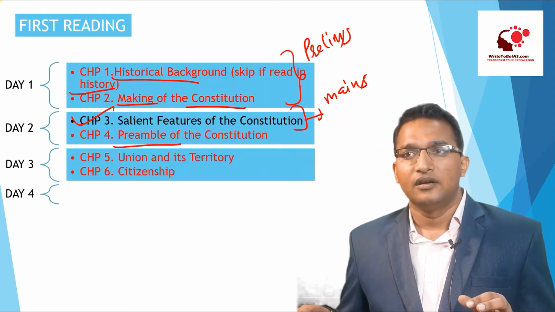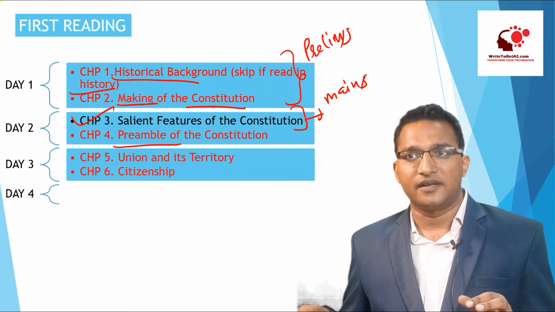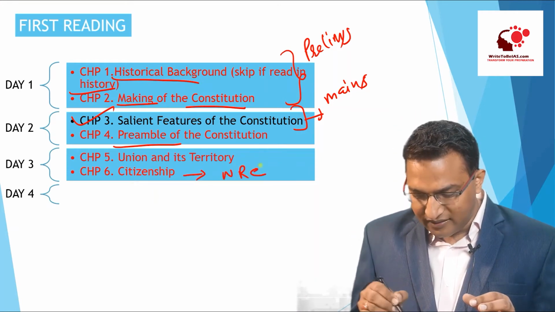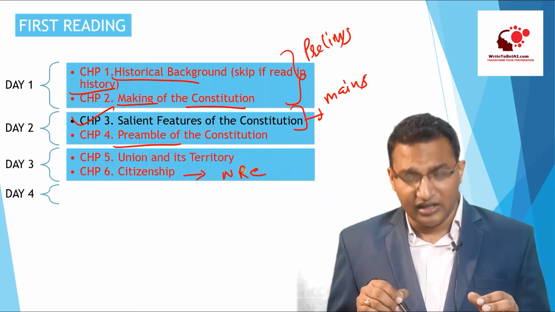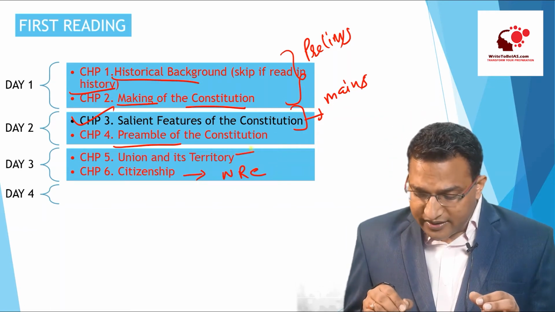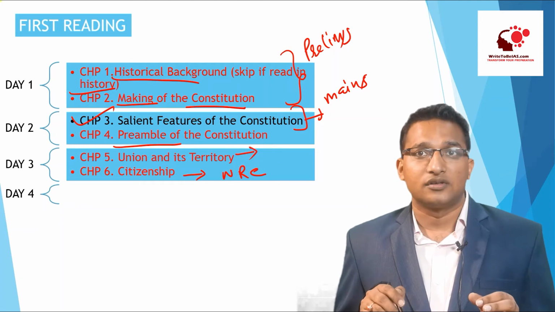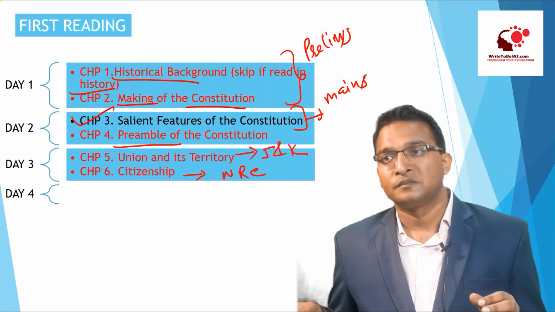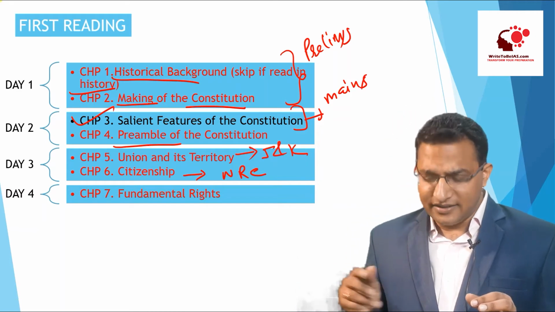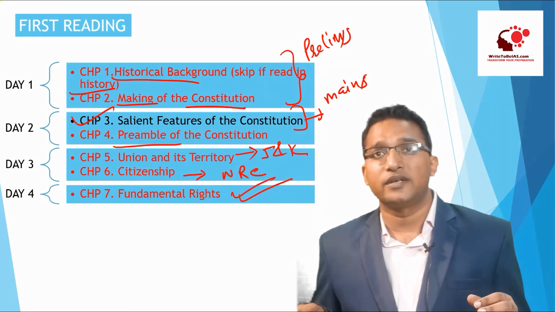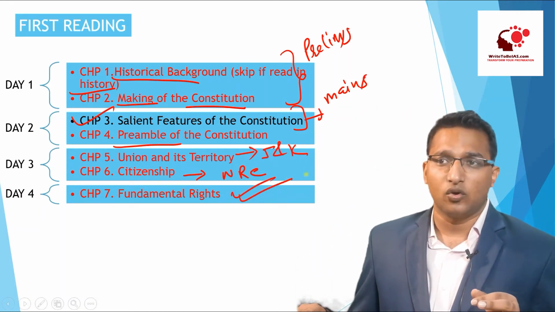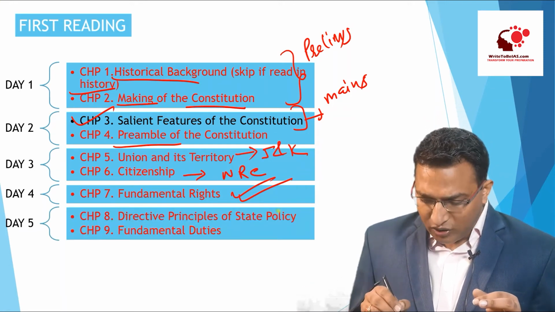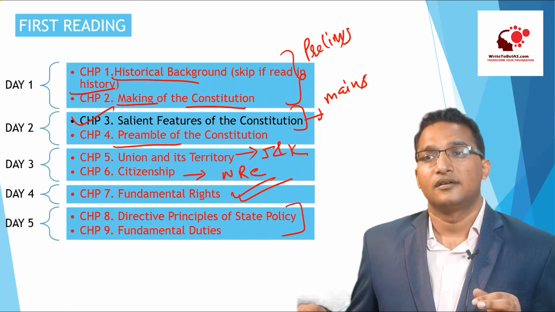On day 3, chapter 5 and chapter 6, citizenship is important, especially the concept of NRC, which is in use these days. Union and its territory is also important because there has been the issue of J&K, right? Fundamental rights are an all-time favorite of the UPSC, so here you should also understand the concepts. Then DPSP and fundamental duties can be done on the same day.